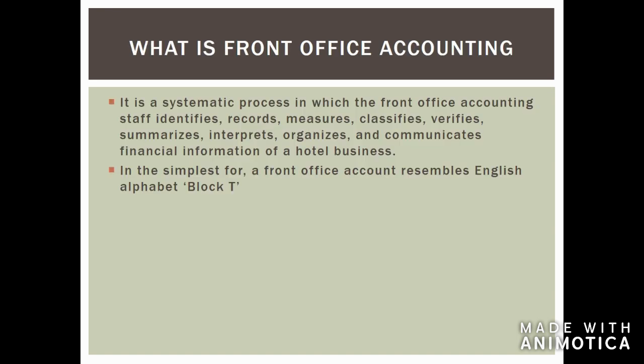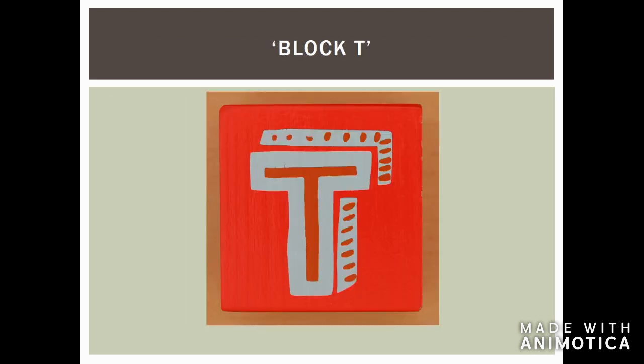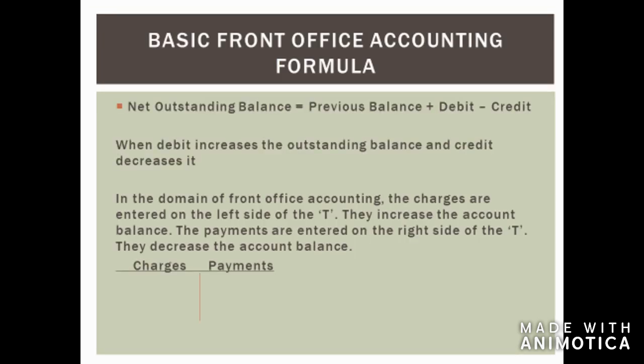Now, those are the basic front office accounting formulas. I need you to remember that. Like I said, the simplest front office account resembles an English alphabet, which is block T. Towards your left are guest charges, where you post your guest charges. Towards your right are payments. So net outstanding balance equals previous balance plus debit. Every charge that you post towards the left of that T block is a guest charge.